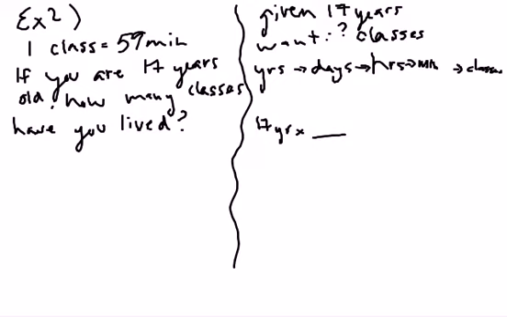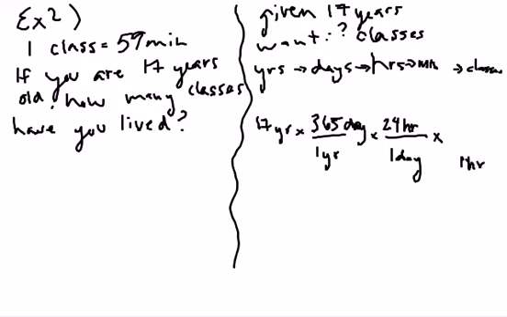So we know that 1 year has to be on the bottom. And we know hopefully 365 days in a year, assuming it's not a leap year. Then you're going to have, for every 1 day, you have 24 hours. And then for every 1 hour, you have 60 minutes. And then imagine it continues. And then minutes on top, so for every 59 minutes, there is 1 class.